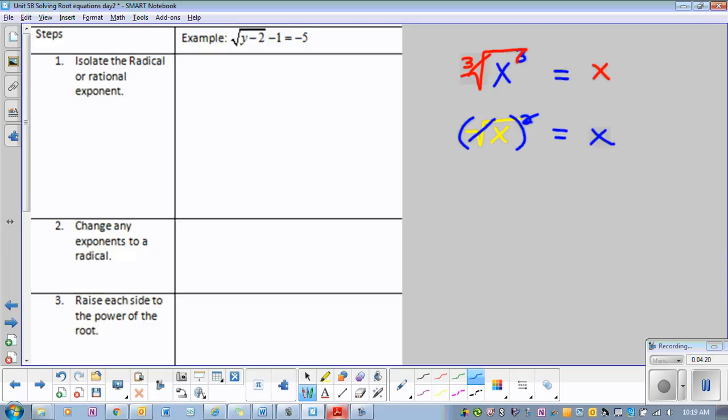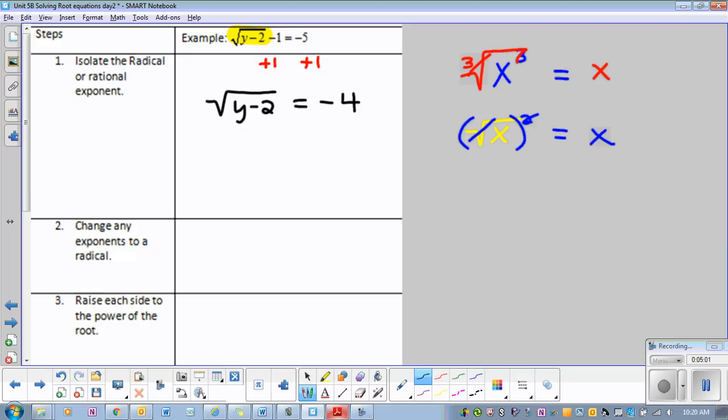All right, so up at the top, let's look at our first example. It says the square root of y minus 2, minus 1, equals negative 5. All right, so the first thing you want to do is you need to isolate your radical. It means get just your radical or your rational exponent all by itself. All right, so in order to do that, I need to add the 1. So that's what I have. Square root of y minus 2 equals negative 4, right?